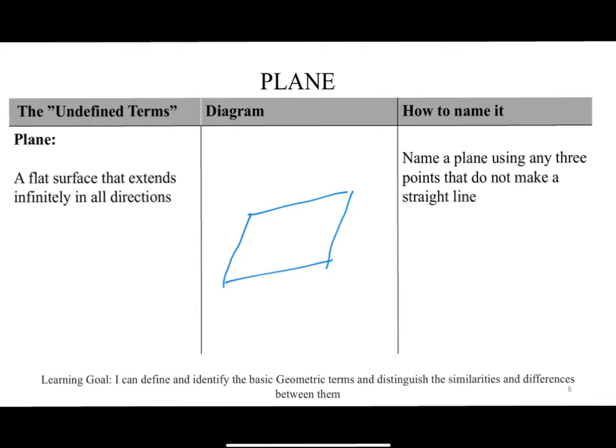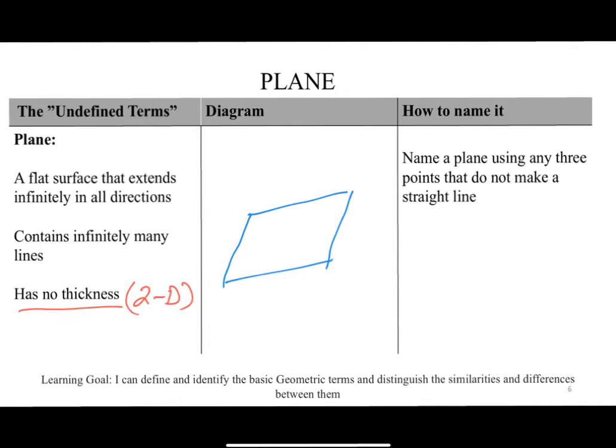And there is a couple important characteristics we need to understand about planes. Similar to lines, planes have no thickness. However, unlike lines, planes are two-dimensional figures because you can travel forward or you can travel side to side on a plane. And another important characteristic about planes is that they contain infinitely many lines or infinitely many points within them.